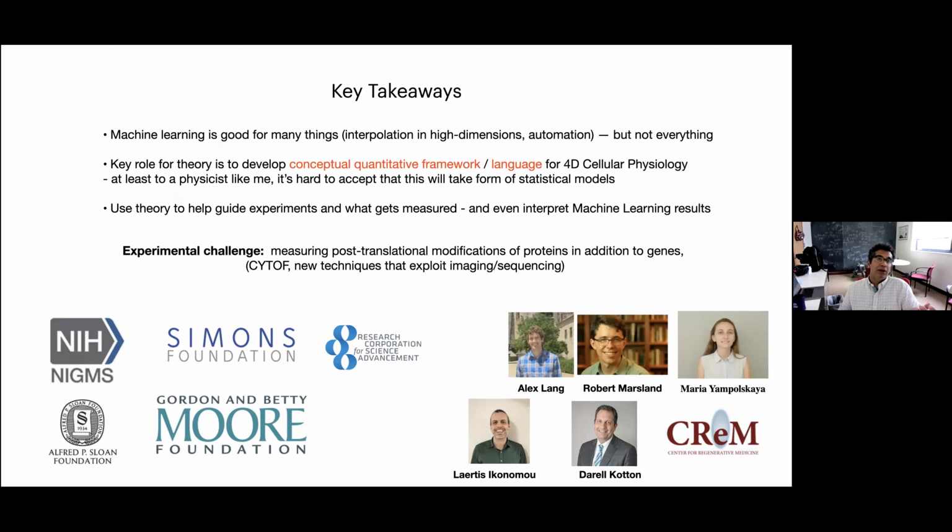What I want to emphasize is that the key role for theory is to develop conceptual, quantitative frameworks, and more importantly, a language for talking about all this stuff. At least to physicists like me, it's hard to accept that this will take the form of statistical models. Finally, once we have this language, we can use theory to guide experiments and think about what gets measured. A key experimental challenge to me is, how do we measure post-translational modifications in space and time? Because we don't really have a good way of doing that at scale.